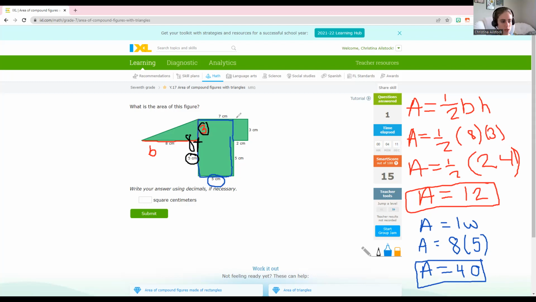Almost done. We got one shape left. Let's outline it in green here. We need to find the area of that rectangle. This one, our measurements are nice and clear for us. We can see the one side is 2 centimeters, the other is 3. So 2 times 3, which would be 6.